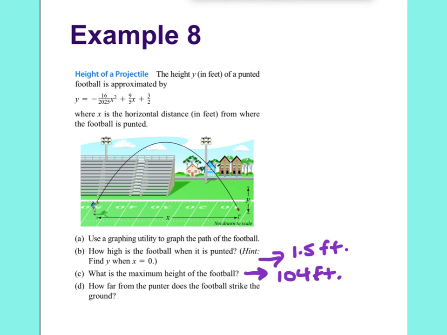D says, how far from the punter does the football strike the ground? So that's happening again all the way over here at the second coordinate point when it hits the x-axis, the second root or the second x-intercept, which is 228.6 feet. So this is 229 feet.